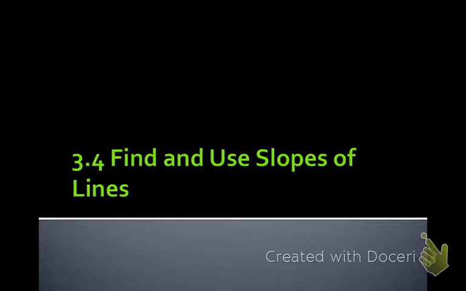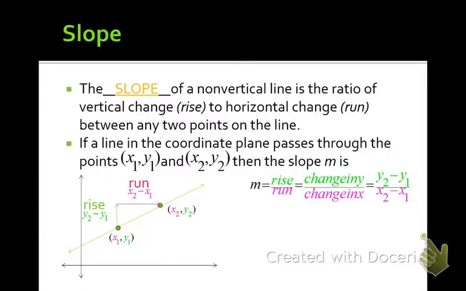3.4, find and use slopes of lines. Going back to some algebra in this section. Definition: the slope of a non-vertical line is the ratio of the vertical change, rise, to the horizontal change, run, between any two points on the line. It's rise over run. The rise is the y values, the run is the x values. So it can also be written as y2 minus y1 over x2 minus x1.